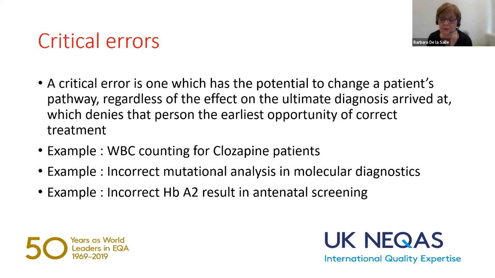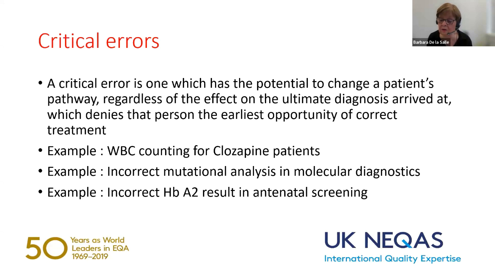So the examples of critical answers will be things like total WBC counting for patients on particular drugs. For example, the antipsychotic clozapine. They have very, very strict cutoffs for the WBC and the neutrophil count, which will deny the patient the medication that they need. And given that this is often a drug of last resort for these patients, this is a very serious item. This is a very serious action to have to take on the basis of the WBC count.